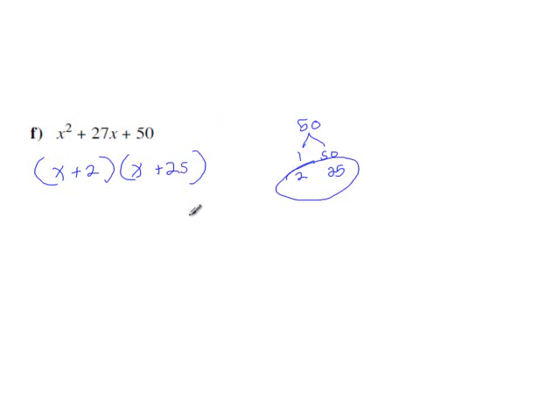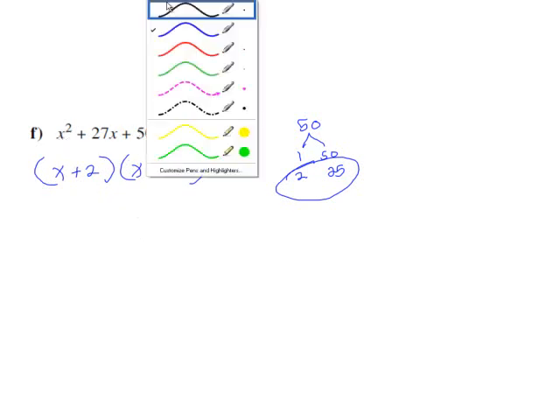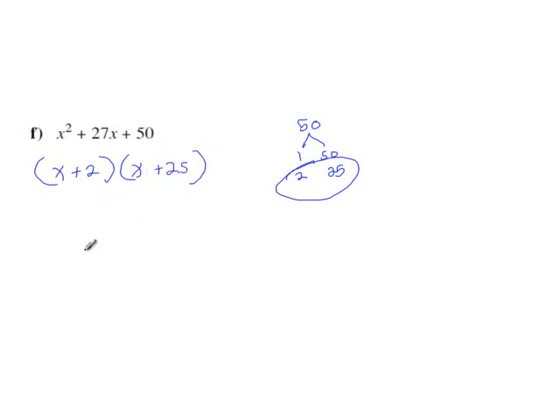If you're ever not sure that you factored correctly, or if you want to just check your answer, if you have extra time, if you expand this out again, you should get the original answer, x squared plus 27x plus 50. So I'll just try that to show you. Starting with x plus 2 times x plus 25.